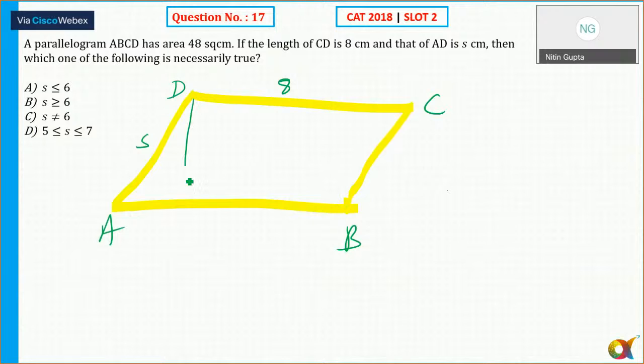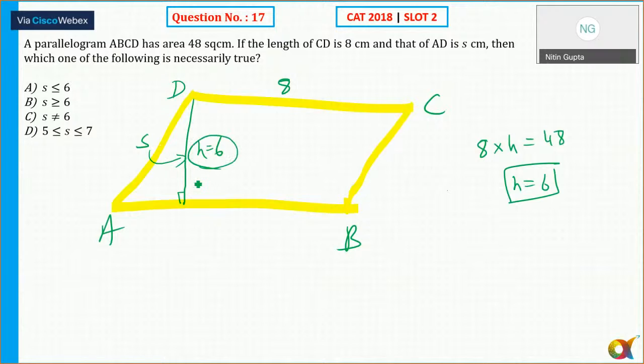So if I drop a height from here. We know the area of a parallelogram is always equal to base into height. It's equal to 48, so height is equal to 6. So what about S? It might be possible that S can be equal to the height also. In that case, we'll get a rectangle. Otherwise, this S is a hypotenuse, so it has to be greater than 6. So the answer is option number B. S must be greater than or equal to 6.